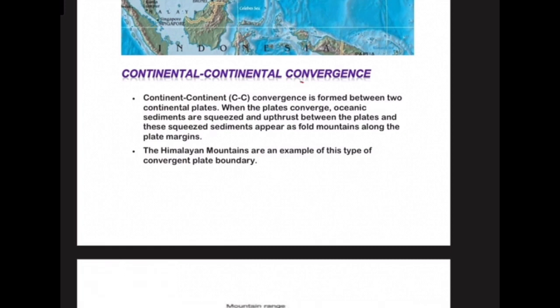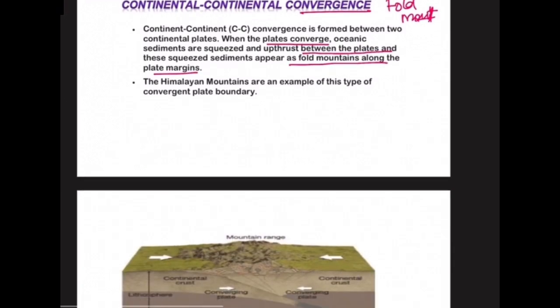continental convergence boundary. See, this mainly gives the formation of fold mountains. Okay, continental convergence is formed between two continental plates. When the plates converge, oceanic sediments are squeezed and upthrust between the plates, and these squeezed sediments appear as fold mountains along the plate margin. The Himalayan mountains are an example of this type of convergent plate boundary. See, this continental convergence has also been explained in my previous lecture.